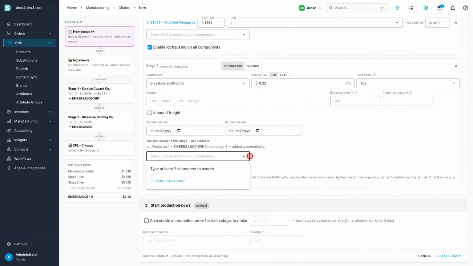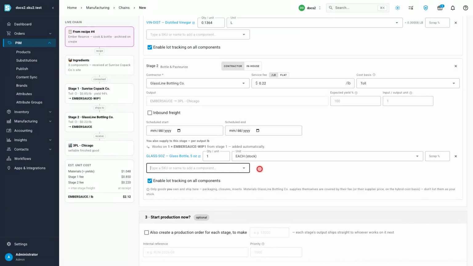Bottles are the everyday case. You buy the bottles from your own supplier and ship them to the bottler. The vendor never owns them. So they belong on this stage's recipe, and they're consumed at the site you sent them to. Only list what you own. Materials the vendor supplies themselves are a different thing. Their labels, their cartons, their cases. Those are covered by what they charge you. Tracking someone else's stock would create a balance you can never reconcile.